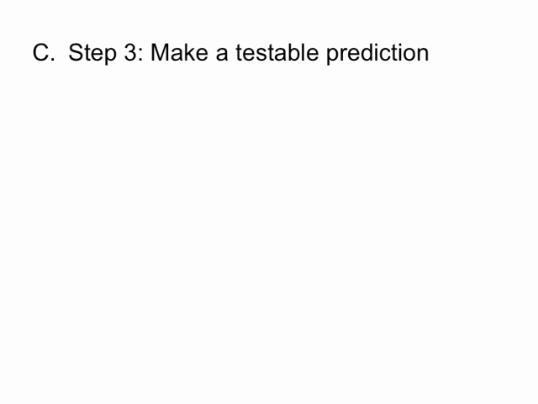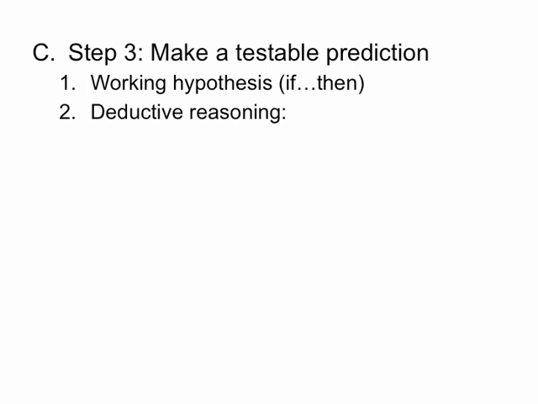Step 3 in the scientific method is to make a testable prediction. This is a working hypothesis. In the past, you may have learned that a hypothesis has to be stated in an if-then statement. If we give the drug to humans, then it will lower blood pressure. So we're going to make a working hypothesis. In this case, we're going to use deductive reasoning. Deductive reasoning is applying the general case to the specific.